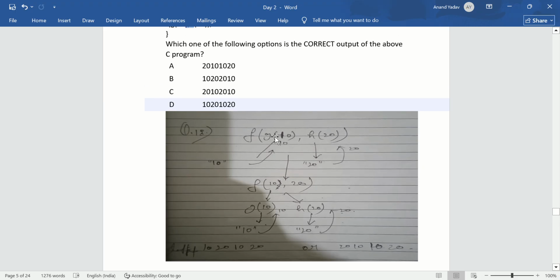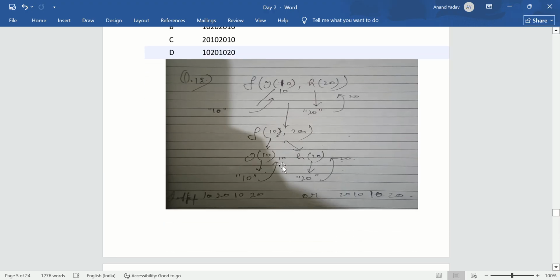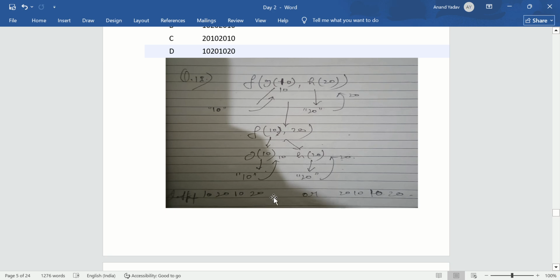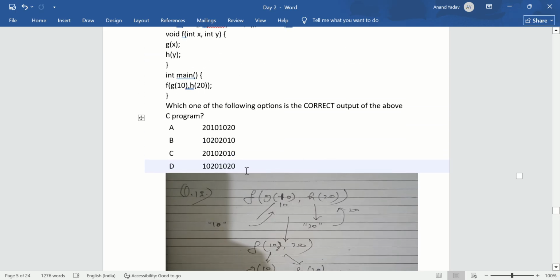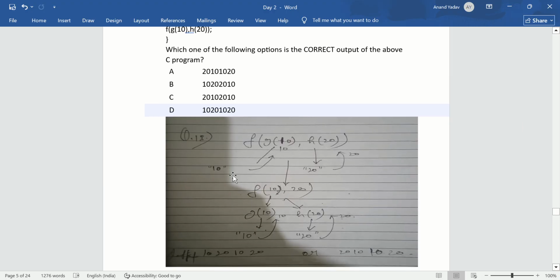Different compilers will solve it in different ways. One compiler will call the g function first and then the h function. A different compiler will call the h function first and then the g function. So it will give 10 20 20 and also 20 10. It basically depends on the compiler. In this way I solve this question.